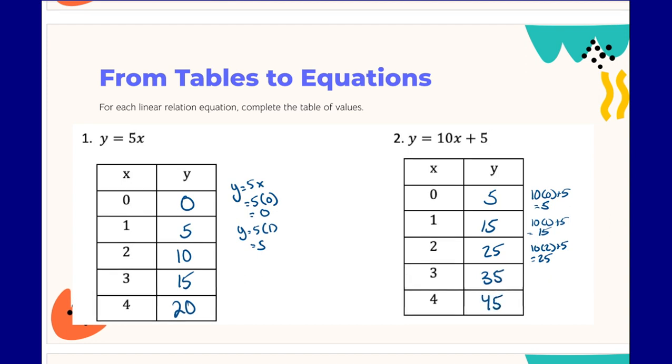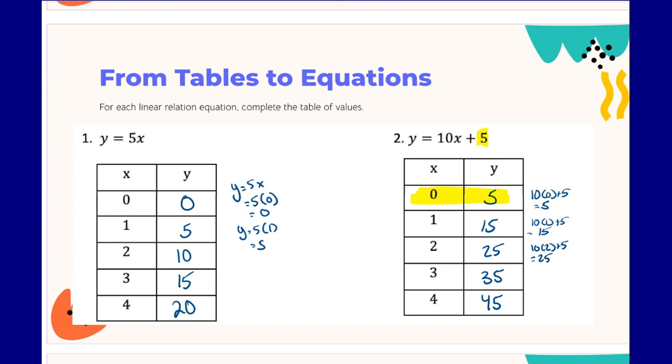So where do we see these values in the table represented in our equation? Well, if we look at number 2, it might be a little bit easier because we can see everything there. In number 2, I can see 0 and 5. I can see my 5 in the equation. I can see that that's when x equals 0.